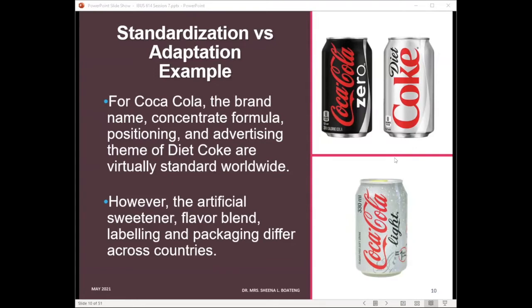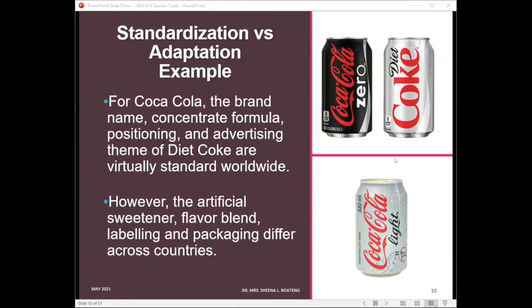So when you look at the positioning of Coke Light, Diet Coke, and Coca-Cola, of the three, Coca-Cola Zero is the closest in terms of taste to the original Coca-Cola. However, the artificial sweetener that is used is slightly different from that which is used in the Diet Coke. So when you taste the two, there will be observable differences between them. And these are all targeted at different markets.